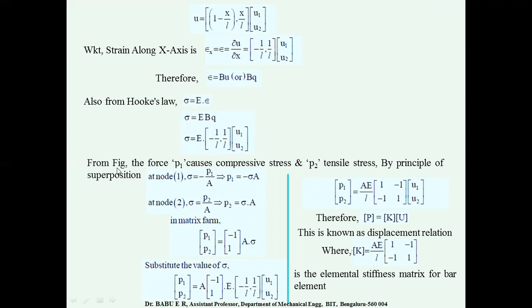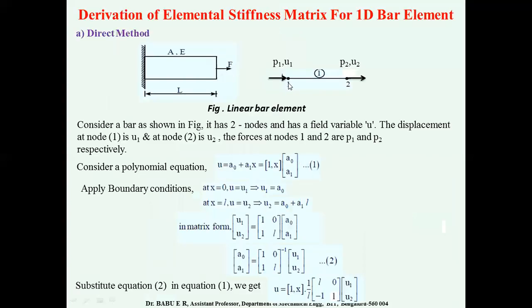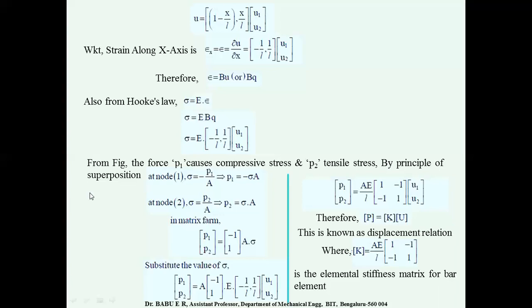From the figure, we can observe that the force P1 will cause a compressive stress, and the force P2 will cause a tensile stress. So P1 causes a compressive stress, and P2 causes a tensile stress. By the principle of superposition, at node 1, we can write stress as sigma equals load by area.